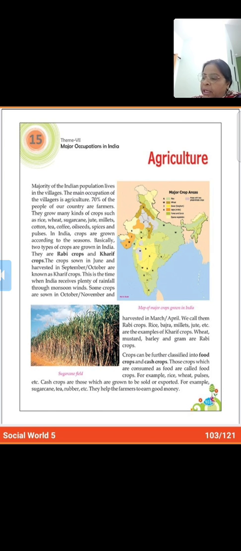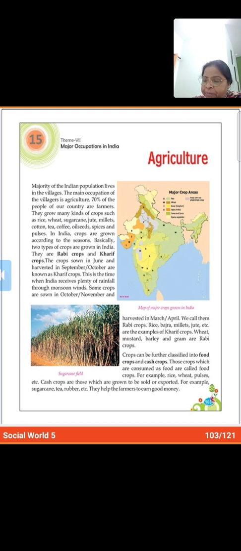The crops sown in June and harvested in September or October are known as Kharif crops. This is the time when India receives plenty of rainfall through monsoon winds. Some crops are sown in October or November and harvested in March or April. We call them Rabi crops. Rice, bajra, millets, jute, etc. are the examples of Kharif crops. Wheat, mustard, barley and gram are Rabi crops.